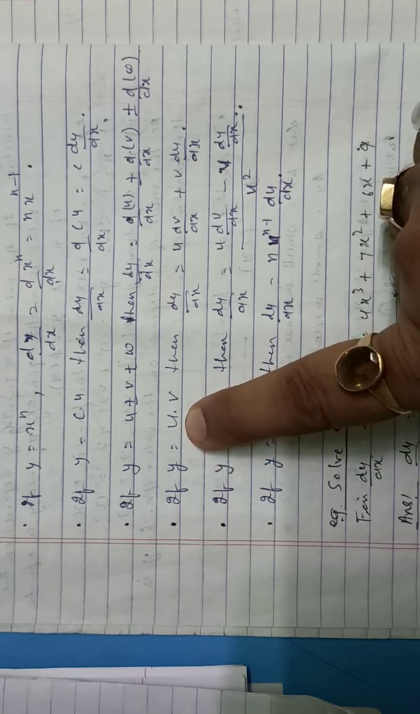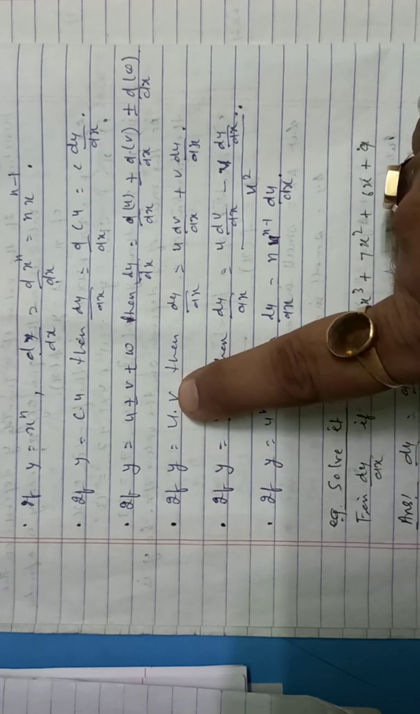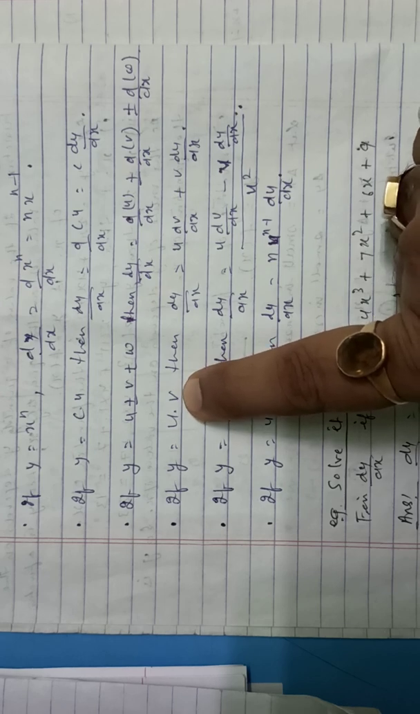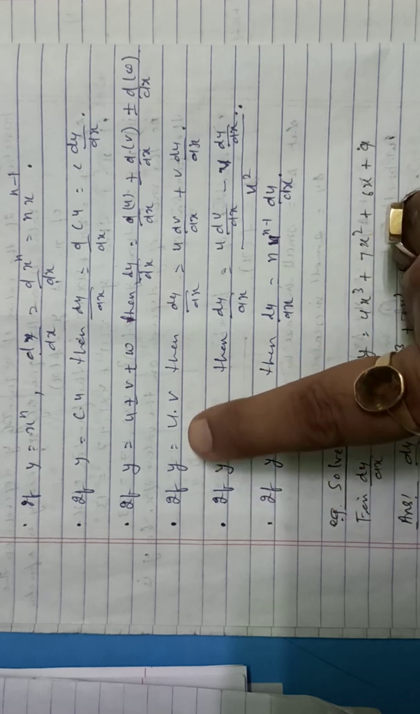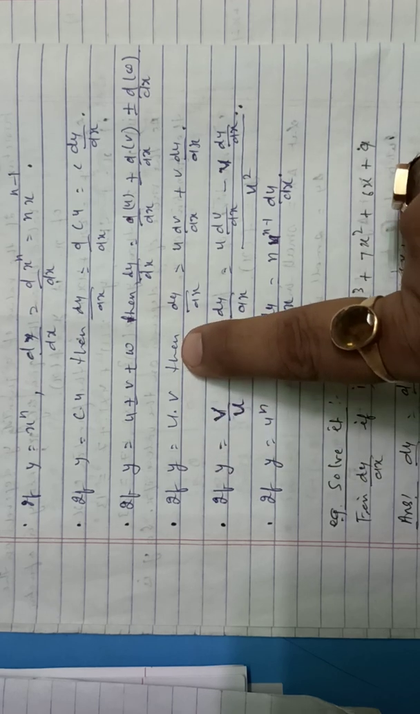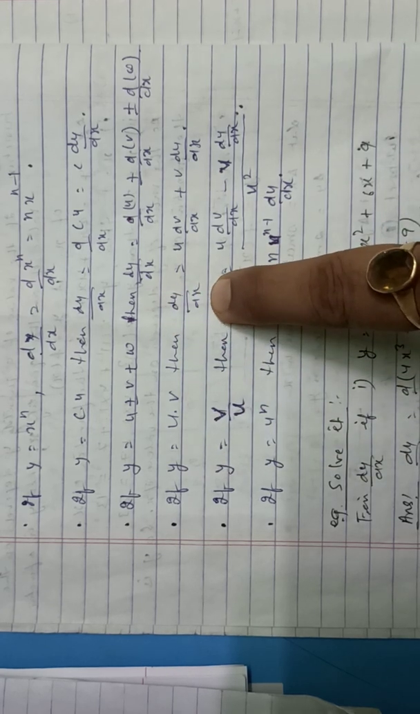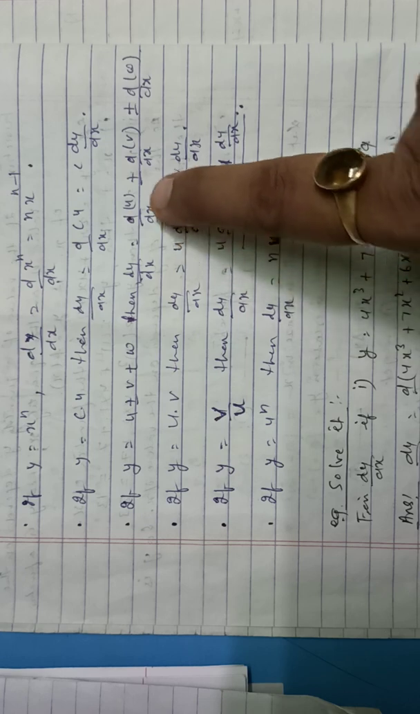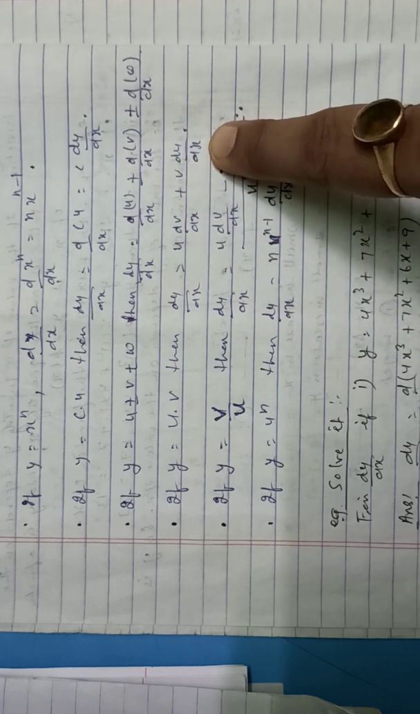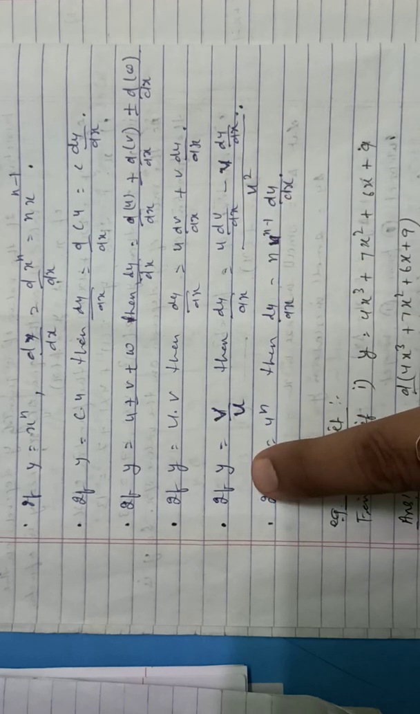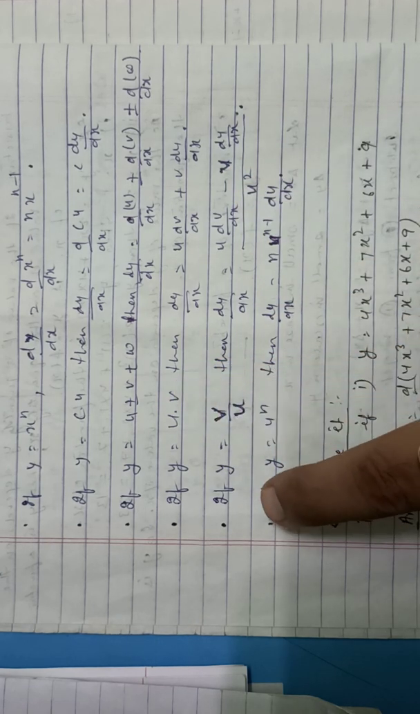Now what do we do? First is kept constant, second one is differentiated, plus second one is kept constant, first one is differentiated. So the formula becomes: if y is equal to u into v, then dy by dx is equal to u dv by dx plus v du by dx. Now this one formula is also very important.